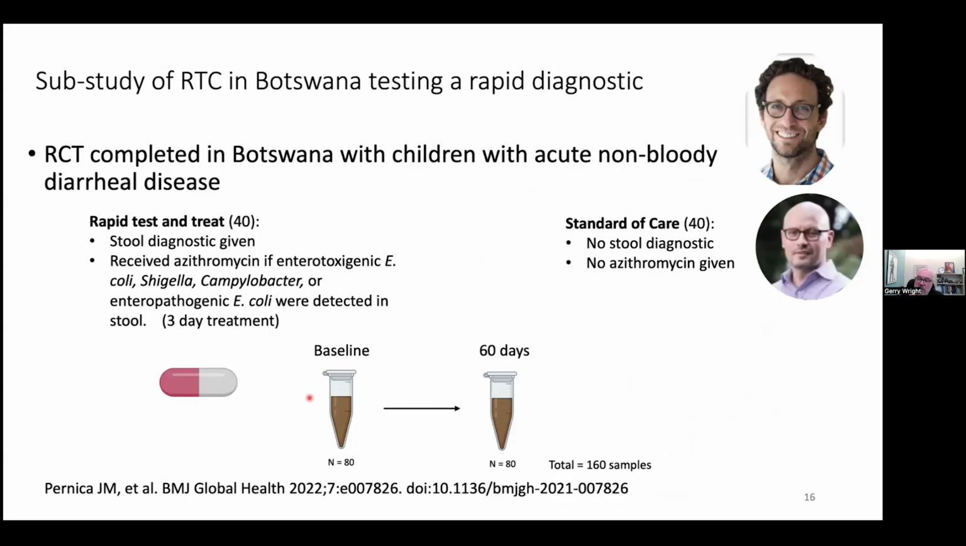So we got interested in a study that was ongoing from some IDR members, Jeff Pernica and David Goldfarb, who had developed an RCT in Botswana with children with acute non-bloody diarrheal disease. And the idea here was, can we do a rapid diagnostic to decide if these children have either E. coli, Shigella, or Campylobacter, and if we see this using this rapid diagnostic, then we will treat with azithromycin for 3 days and see if something happens. And the standard of care is that you don't get a diagnostic and you don't get azithromycin.